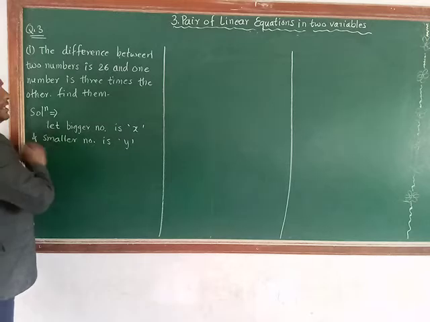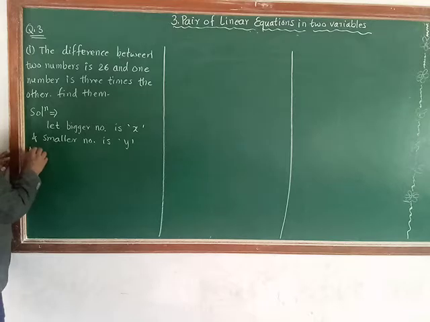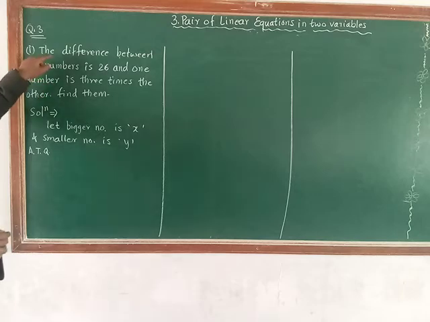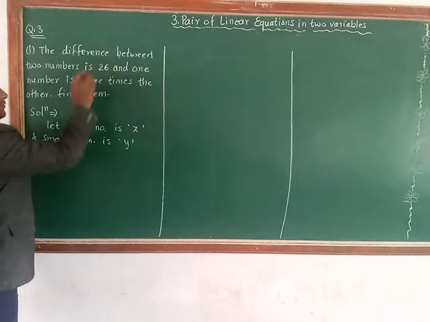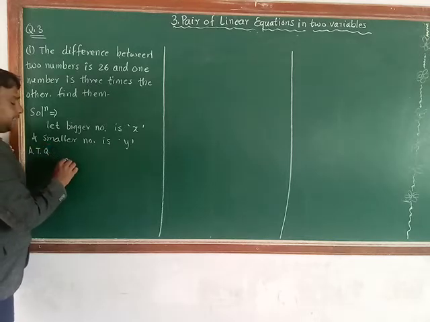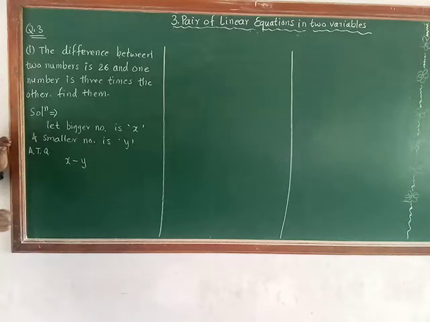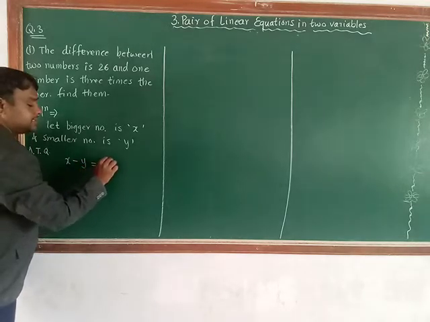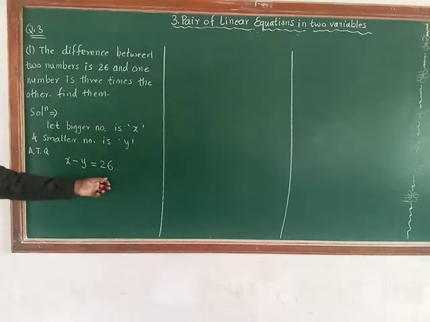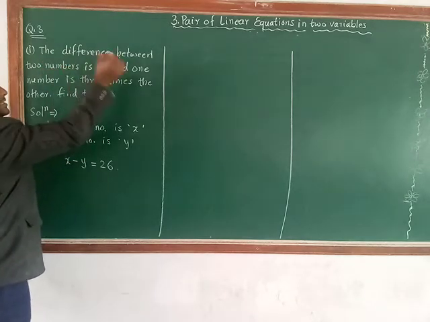So here we think that the bigger number is x and the smaller number is y. So as per the question, or we can say condition first, we have been given that the difference between two numbers is 26. So we can write here x, that is the bigger number, minus y. So here we wrote the difference. x minus y is equal to 26. So it's our first equation. By this line, the difference between two numbers is 26.